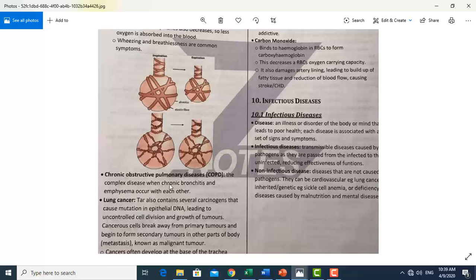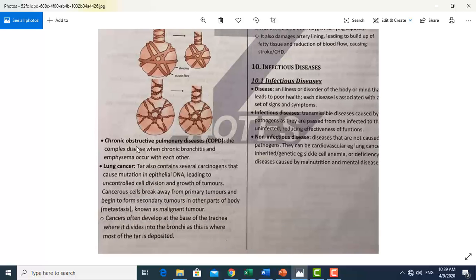It is a complex disease in which chronic bronchitis and emphysema occur together. So here you've got obstruction in your airways, and it also comes associated with emphysema.